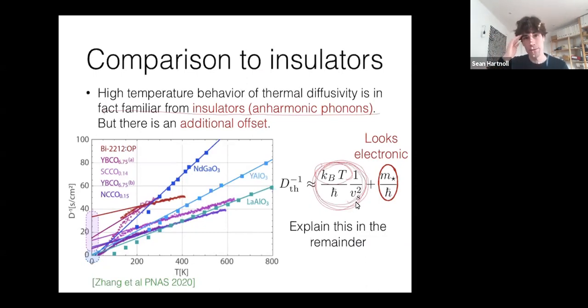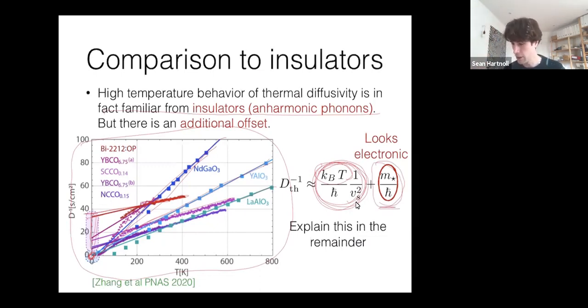However, there's a difference, and that's what this plot is. Let me explain this plot to you. These lines are the cuprates, with this linear region extrapolated to here. And these are certain complex insulators that they decided to compare to, which also have this T-linear regime, but they extrapolate to 0, the high T regime. And so this linear regime has an offset. So it's a slope plus a constant for the high temperature regime.